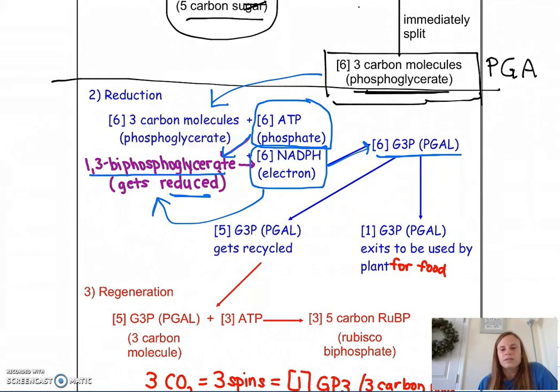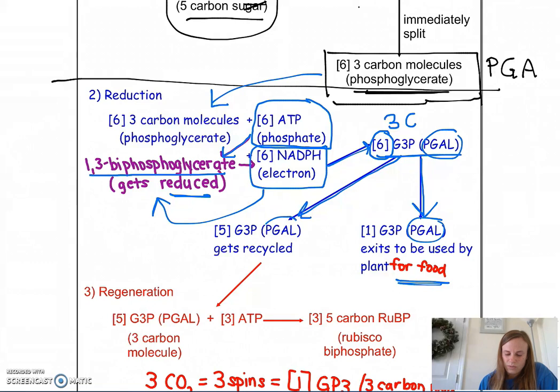And as a result of reduction, I get my first sugar. I get G3P, which is a three-carbon sugar. And I'm going to make six of these. Of those six, one is going to exit and be used by the plant for food. In other words, it's going to form glucose. The other five G3Ps, which are also known as PGAL, don't confuse that with PGA, get recycled so that the Calvin cycle can occur all over again.